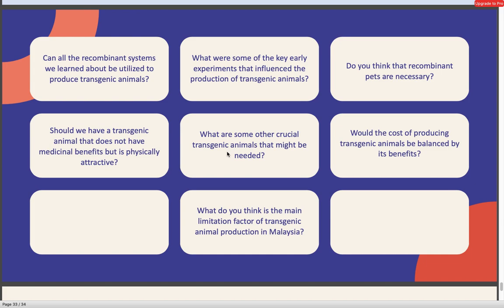Love to have glow-in-the-dark fish. Probably some of you might also like to have glow-in-the-dark cats. I don't know. But are they necessary? Should we have them? I hear some people saying yes. They would be so cute.